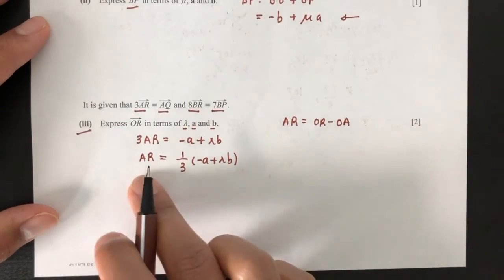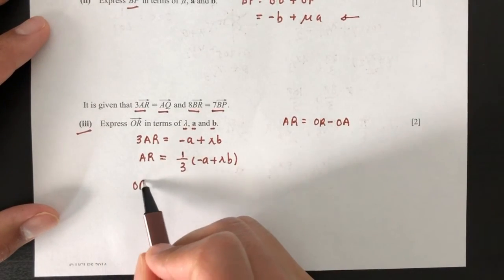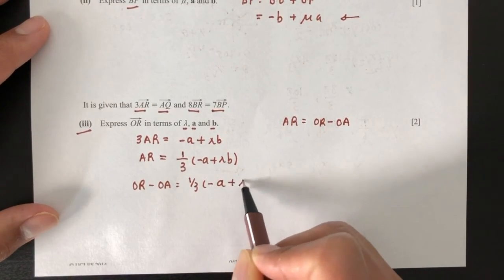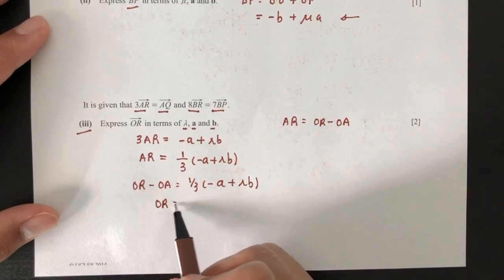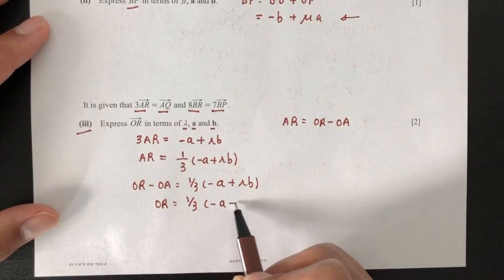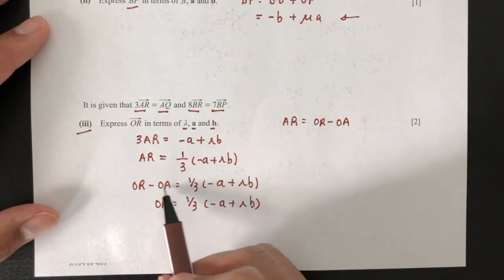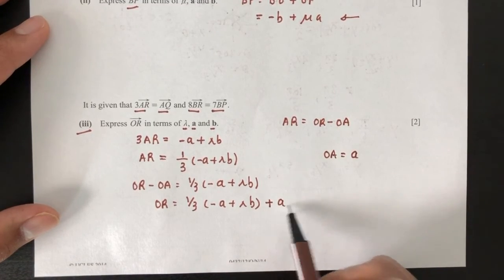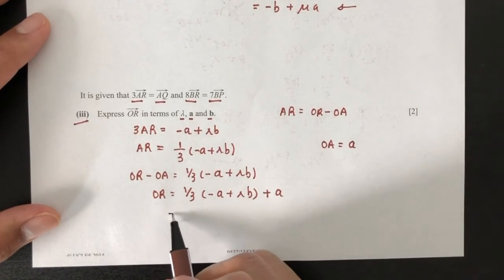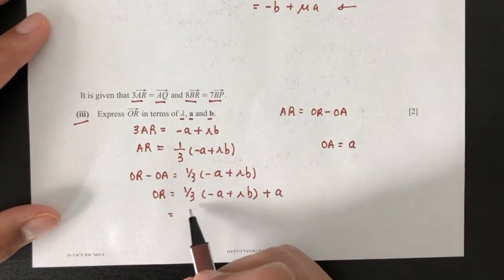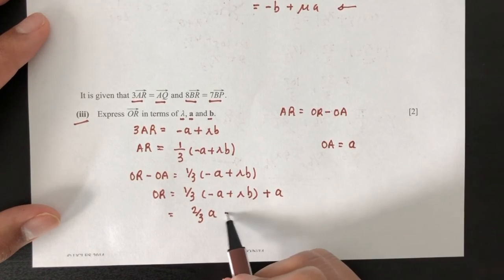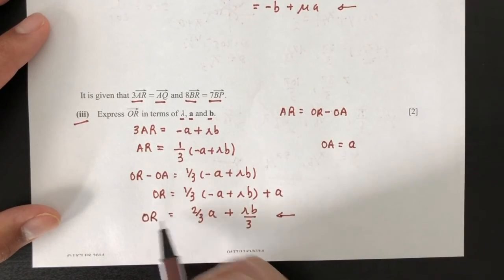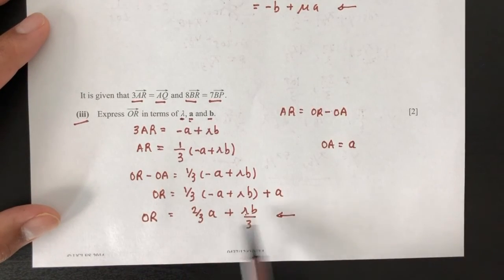Now again replace this by this, you will have OR minus OA is equal to 1/3 of minus A plus lambda B. Now OR is equal to this same thing, and when you send this over here, it will become plus OA, as we know OA has been given to us by A, so plus A. Now if you were to expand this, that will give you minus 1 over 3 A plus A, that will be 2 over 3 A, and then plus lambda over 3 B. That is your value for OR in terms of lambda, A and B. That is the first one.